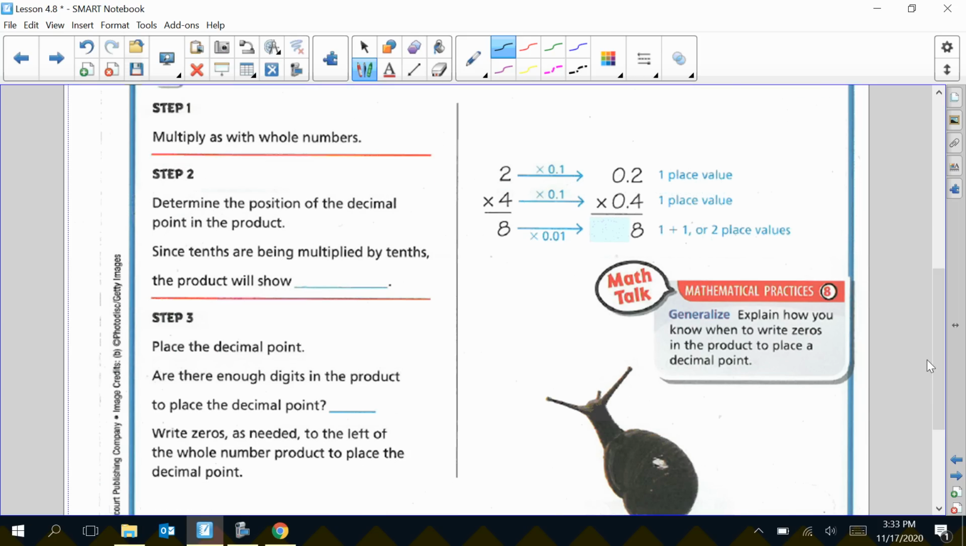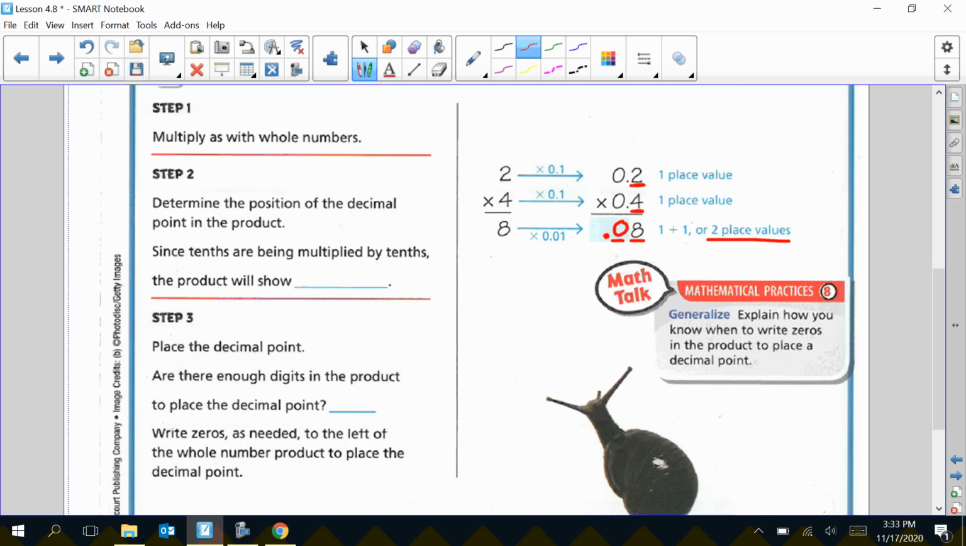And we set this up. 2/10 times 4/10. When we multiply this, we're going to go 4 times 2 equals 8. Then 4 times 0 is 0. And then we count our place values to the digits to the right. So we have 1 digit to the right of the decimal point in the top number, and 1 digit to the right of the decimal in the bottom number. So 1 plus 1 equals 2 places that we're going to have in our answer. So we count over to the left 2 places.